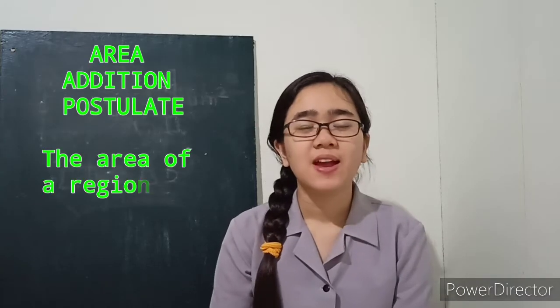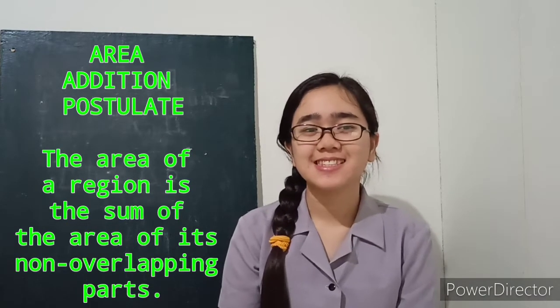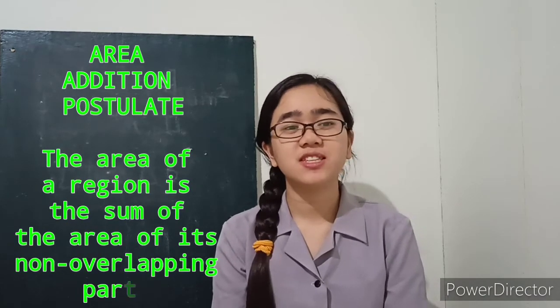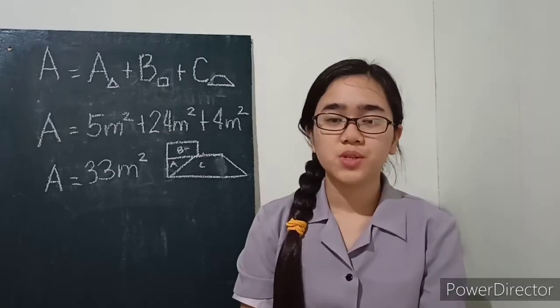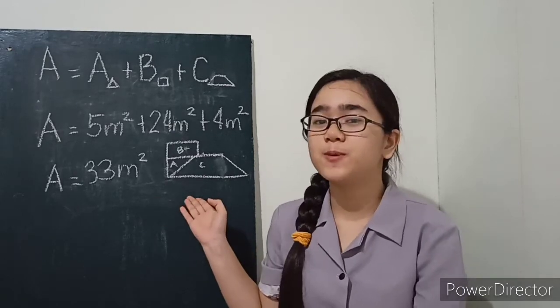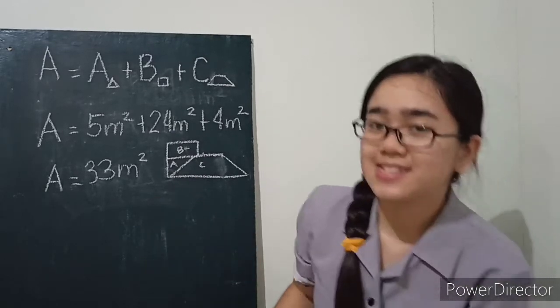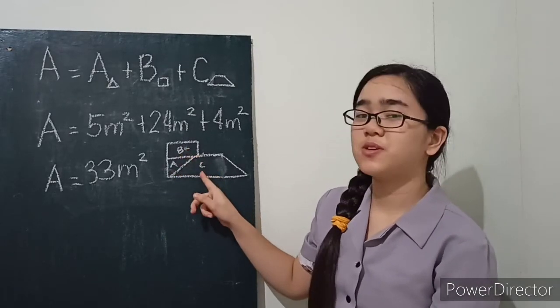Number 2, area addition postulate. In this postulate, it says the area of a region is the sum of the area of its non-overlapping parts. So, for example, we have an illustration here of a polygon. Let's say this is triangle A, rectangle B, and trapezoid C.